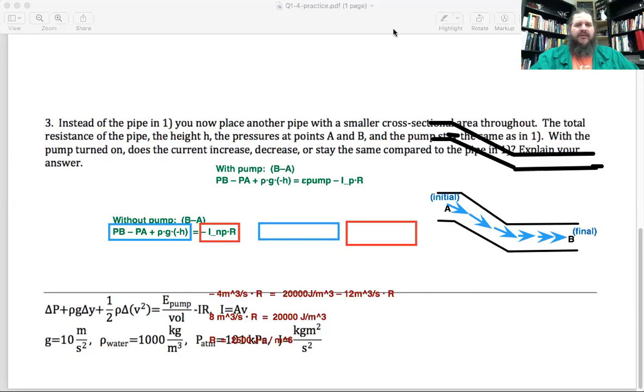Any other questions on this situation or this practice quiz? Or any other general questions about fluids and pressure and stuff? Then let me pull up that other practice quiz and we'll see if we can get a start on that as well.